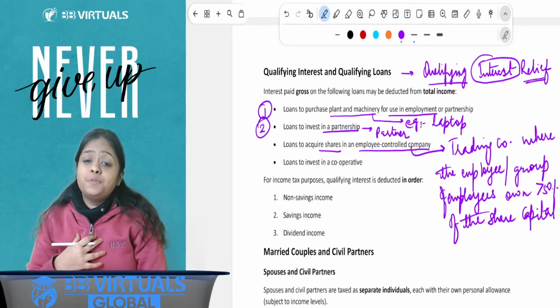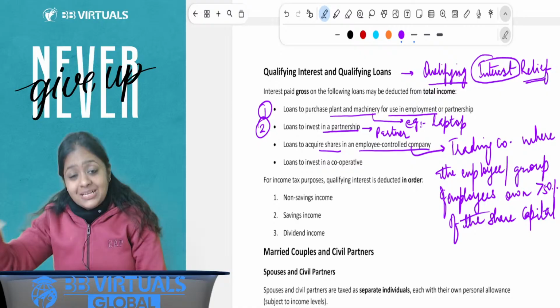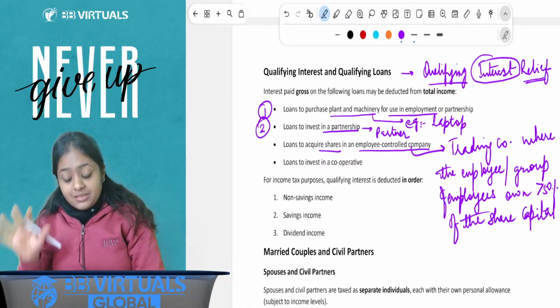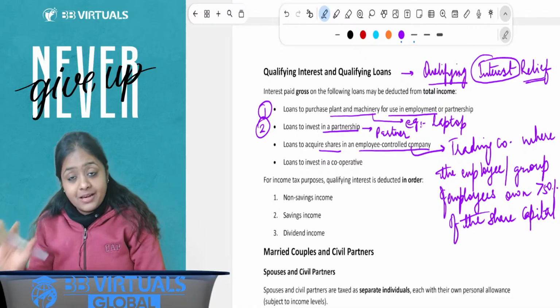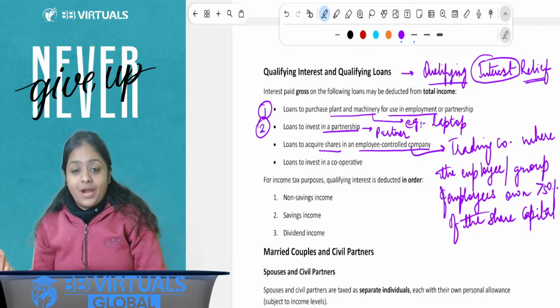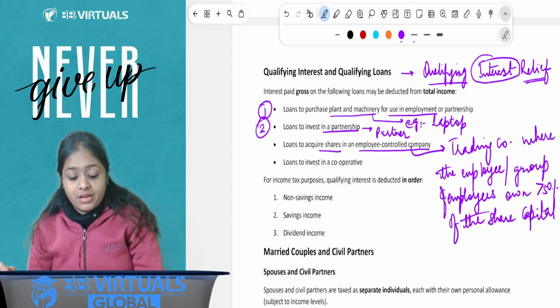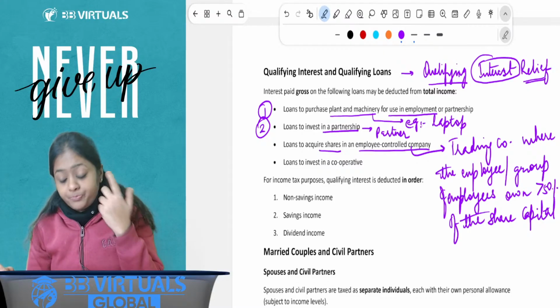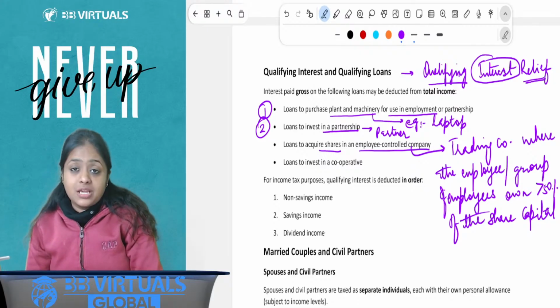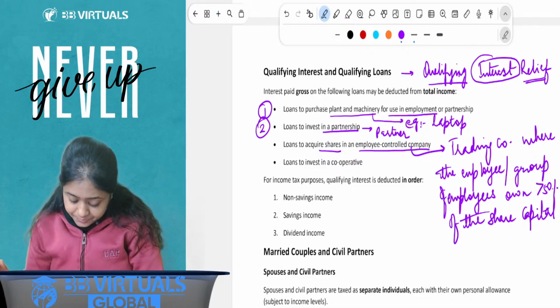Now if the loan has been taken by the employee to invest into this company, then also it is a qualifying loan, because now he wants to acquire shares, probably to acquire the control of this company, right? In order to acquire the control of this company, he has taken a loan to acquire shares.